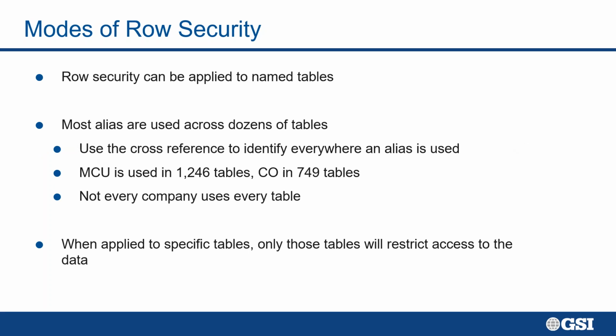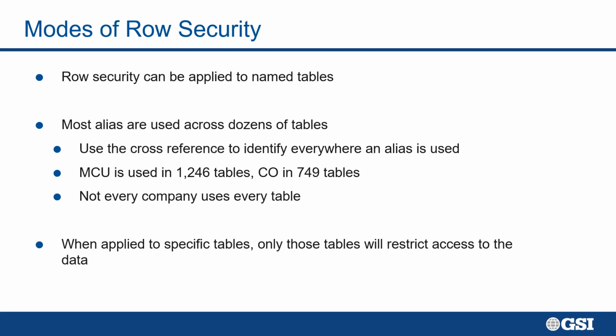All right, row security can be applied to named tables. Named tables being F0911, F0901, F0101. So you're not using a star all, which we'll get into in a second. So you're using a named table. Most aliases in the system go across dozens and dozens of tables. So if you're using a named table, then you're naming that MCU for that table only. For instance, MCU is used in 1,246 tables, and company CO is used in 749 tables in the system.